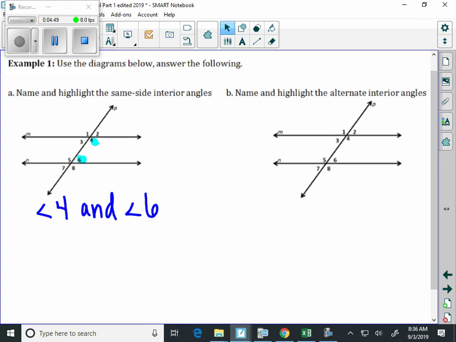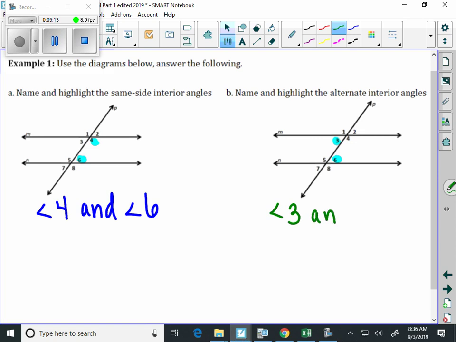Name and highlight the alternate interior angles. Again, inside, in between the two parallel lines, and on opposite sides of the transversal. So something like angle 3 and angle 6. I'll highlight. If you did angle 4 and angle 5 because you're working ahead, that's correct also.